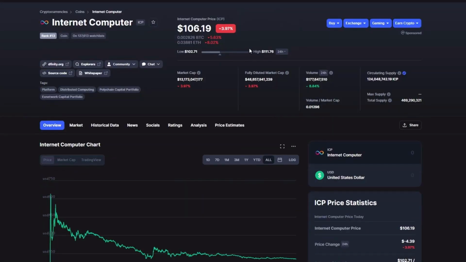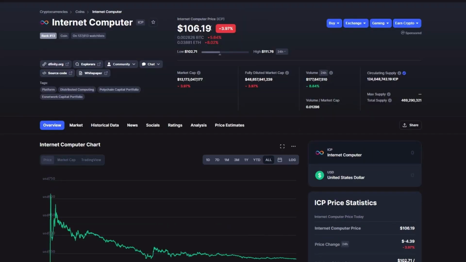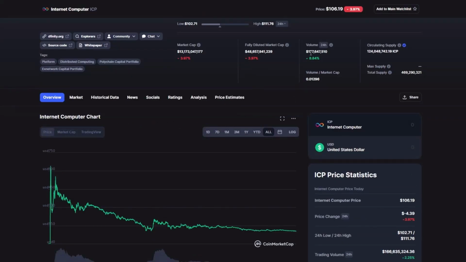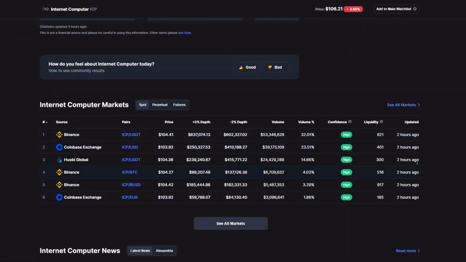So what is the price? The price sits around $100, with a market cap of $13 billion. There are currently 124 million ICP circulating out of the 469 million total supply. As for where you can buy ICP, these are the supported exchanges.